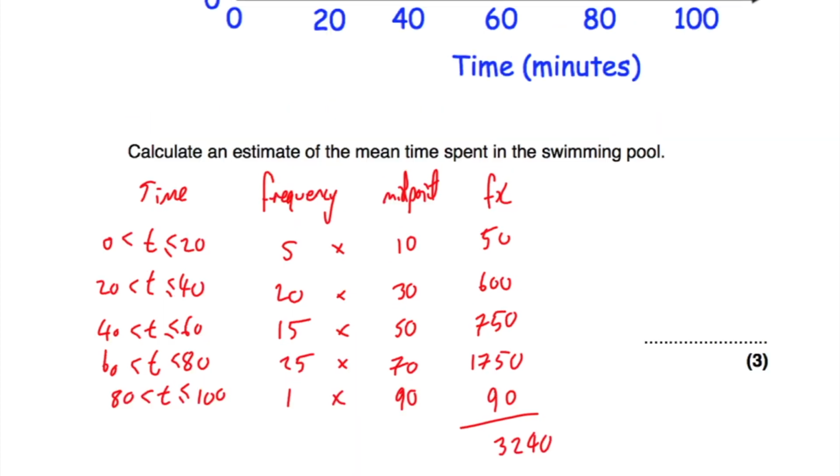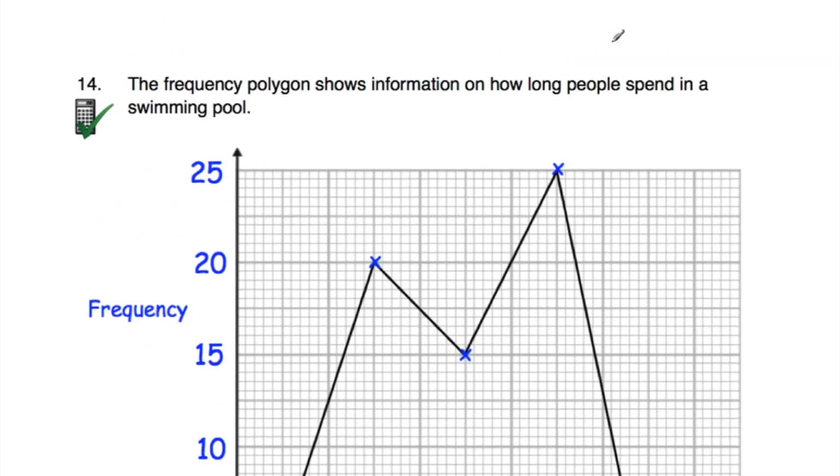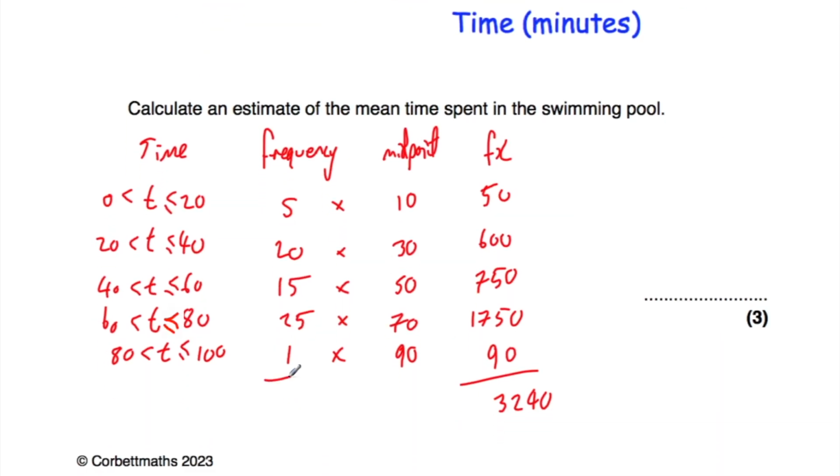3,240 minutes. And in the question, we're not told how many people. Sometimes we're told that. We will need to add up the frequency column here. So that's going to be 5 plus 20 plus 15 plus 25 plus 1. That's equal to 66 people. And if we divide the grand total, the 3,240 by 66, that's our estimate for how long each person spent in the pool, or our estimate of the mean time spent in the pool.